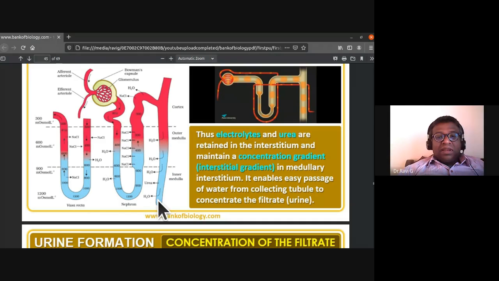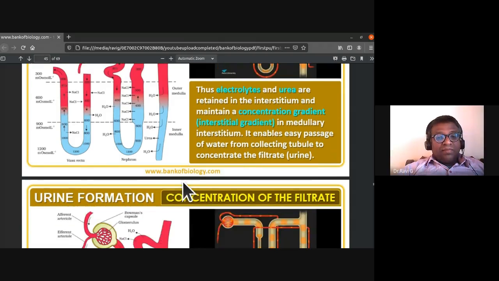The electrolytes and urea retained in the interstitium maintain a concentration gradient, that is, a difference in concentration between the cortical region and the medullary region. So this interstitial gradient in the medullary interstitium enables easy passage of water from the collecting tubule to concentrate the filtrate, that is, the urine.